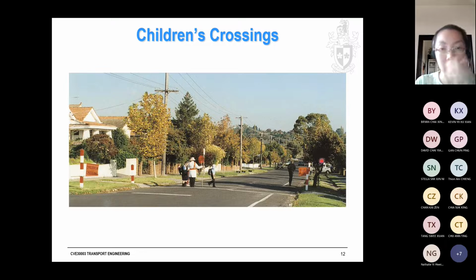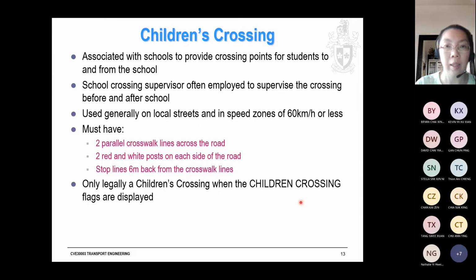Then you have the children's crossing. This is usually manned by a traffic warden to guide the children to cross safely. The idea is the same, but the children's crossing is usually provided near a school, so that the students can cross safely. A school crossing supervisor or traffic warden is often employed to supervise the crossing before and after school.